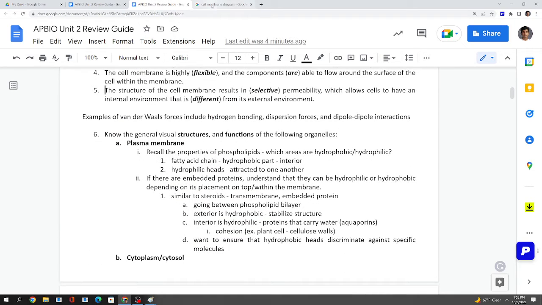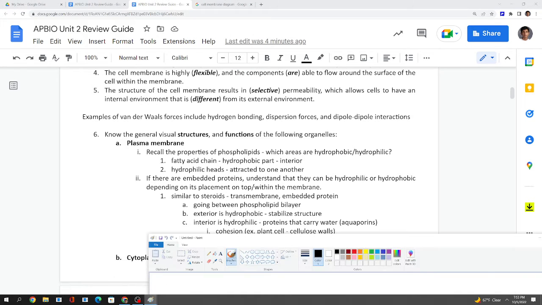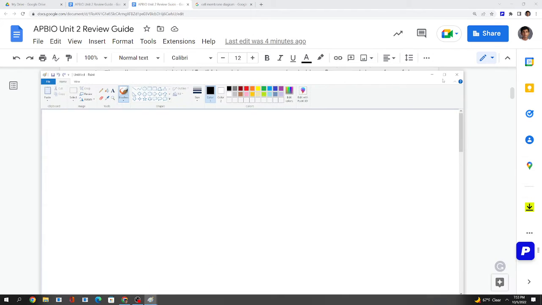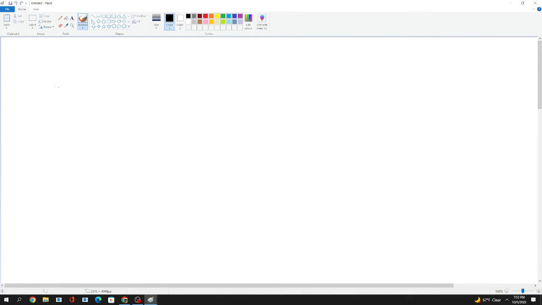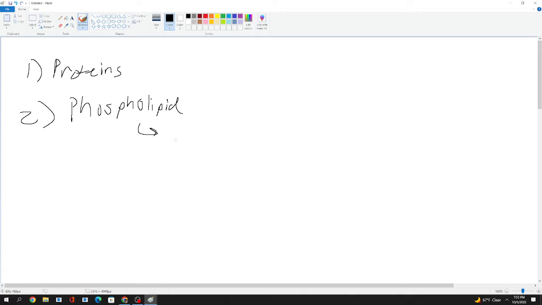I think right now it would be a really good opportunity to just dive into the plasma membrane of the cell, because it is one of the most important parts of this chapter. So, the plasma membrane of the cell is really just composed of two things. It is composed of proteins, and most importantly, phospholipids. And most of the cell's typical features are going to be based off the phospholipids.